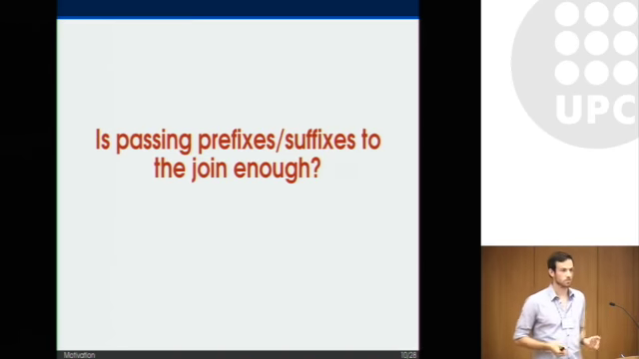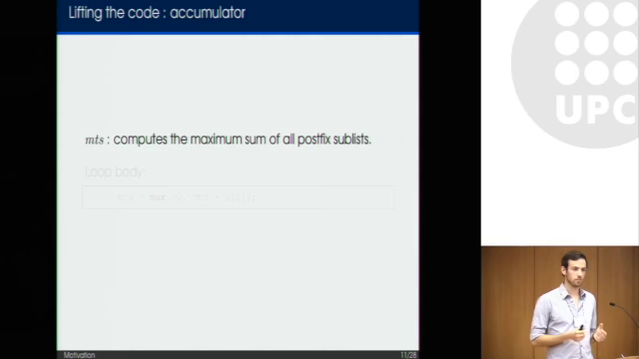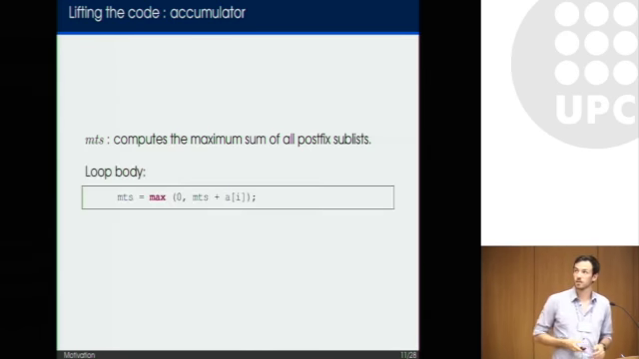But is passing prefixes of the input sequences enough? We have examples where we need to actually add a really new computation in the loop. For example, the maximum tail sum computes the maximum sum of all the postfix sublists, so all the possible tails of a list. Here is the loop body to compute the maximum tail sum of the array A. And we just use one variable, MTS, so we have just one assignment in the loop body.